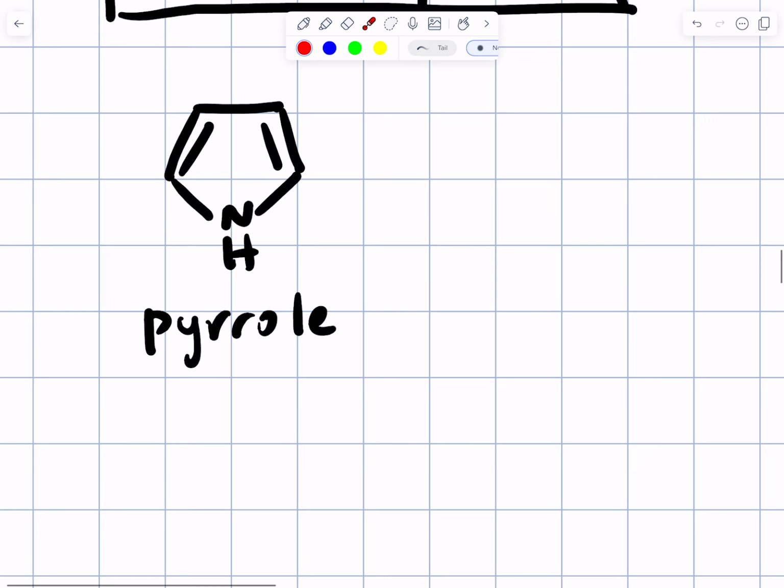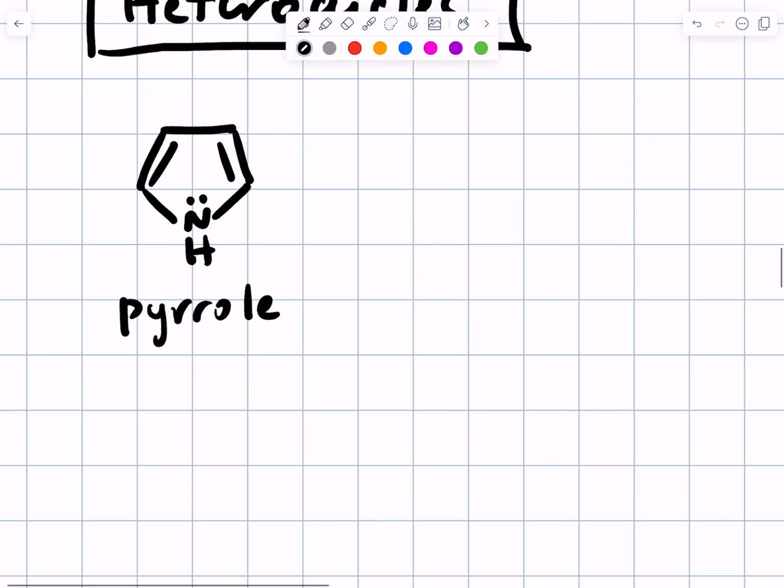Let's talk about pyrrole. Aromatic, not aromatic, or anti-aromatic? Aromatic, that is correct. How did you know that? I only see 4 pi electrons there. What am I missing? The lone pair. Ah, yes, the 2 electrons on the lone pair. Beware the heteroatom lone pair. Make sure that you know when it can count.